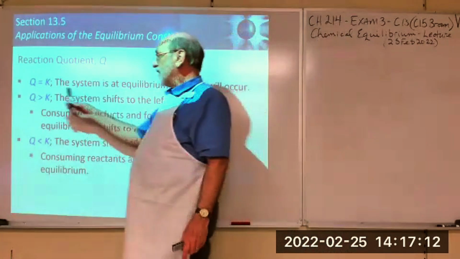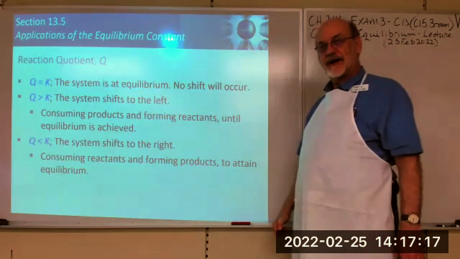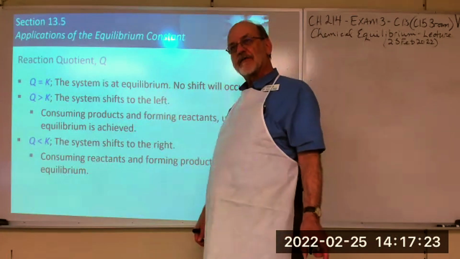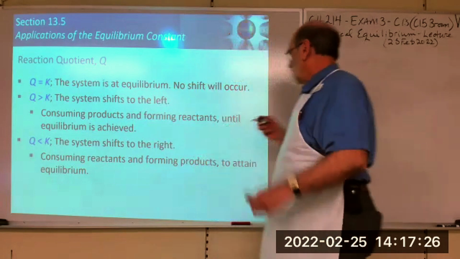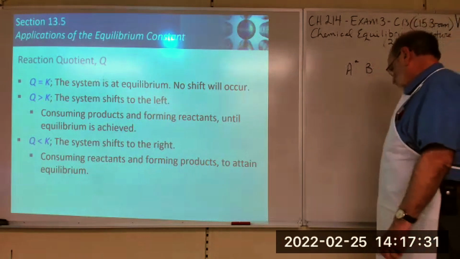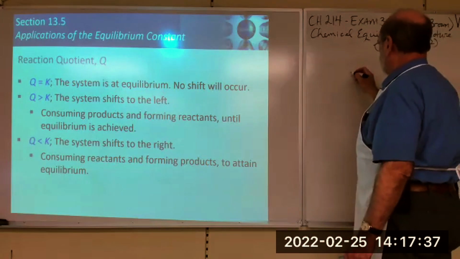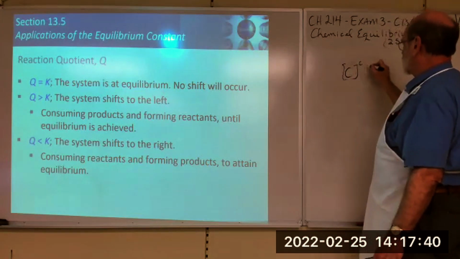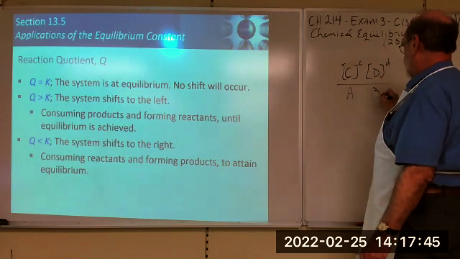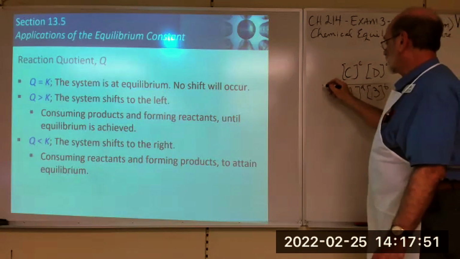This is the easy one. If the Q and the K are exactly equal, then you're already at equilibrium. Right? If the Q is greater than K, the system shifts to the left. Think about it. What is that expression? C to the little c times D to the little d over A and B to their powers. Okay, that's equal to K.